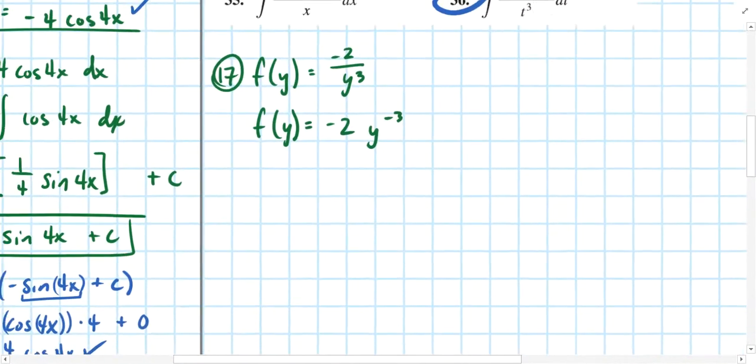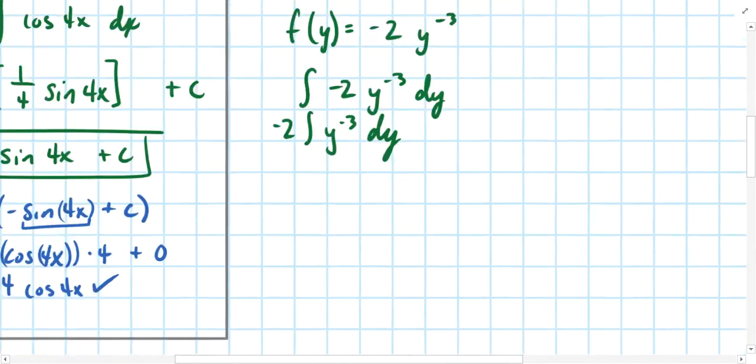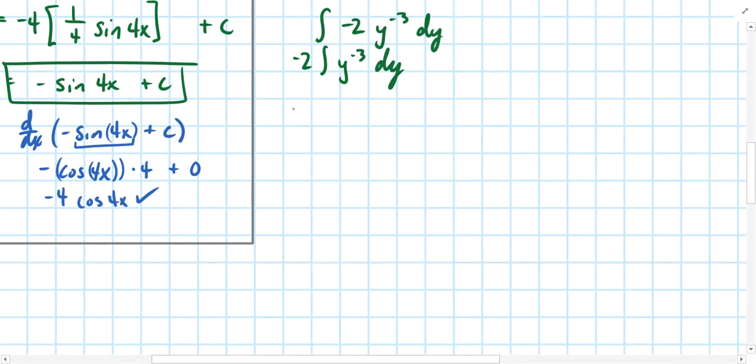So here we have negative 2 times y to the negative third power. So if I were to take the antiderivative, or find the indefinite integral, we sometimes call it, I need the antiderivative of negative 2 y to the negative third power, this time with respect to y, so dy is our differential. I'll push this negative 2 out front, and we have the antiderivative of y to the negative third power with respect to y. And here again we can use our power rule.